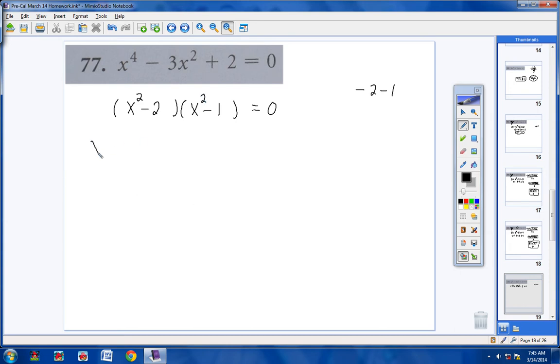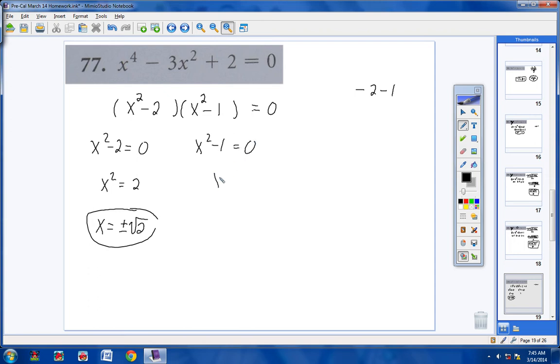Now, let's take this group and set it equal to 0. Bring the 2 over and make it a positive 2. And now take the square root of both sides. And the square root of 2 is just positive negative square root of 2. Now let's do the same thing with this group. X squared minus 1 equals 0. Bring the 1 over and make it a positive 1. And now take the square root of both sides, and you will get positive negative 1.